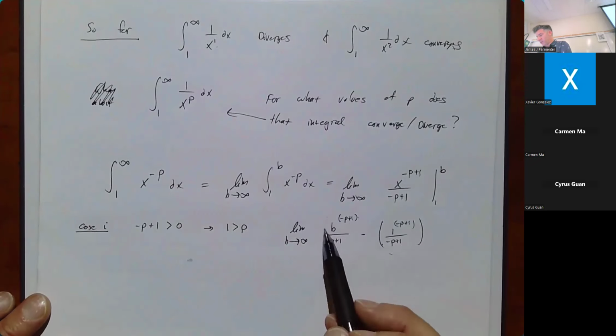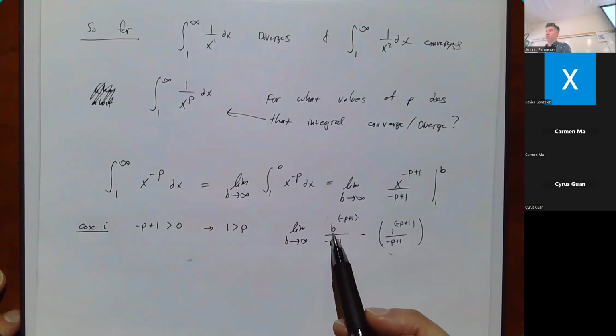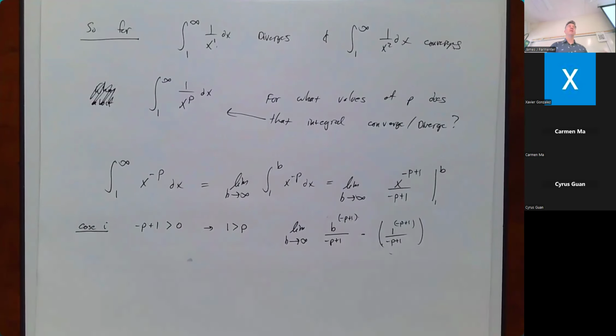But let's focus on this for a second. Negative p plus 1 is positive. B is getting infinitely large. Infinity to a positive power is still infinitely large, even if it's a small power. Like infinity to the 1/2, or the square root of infinity, still infinitely large. Infinity to the 1/1,000,000th power is still going to get infinitely large. So as long as you have infinity to a positive power, it's going to grow to infinity.